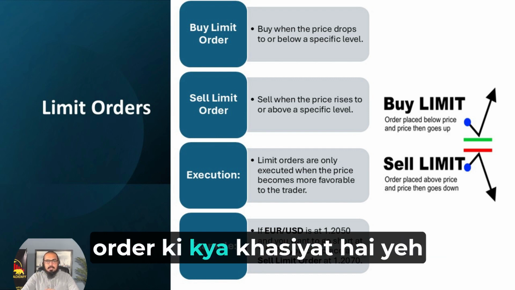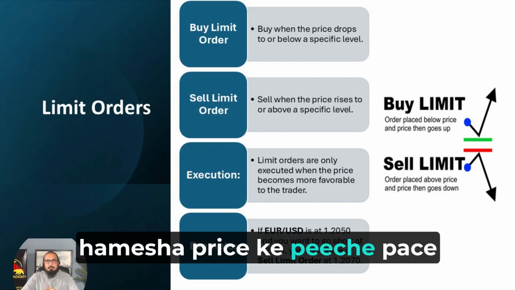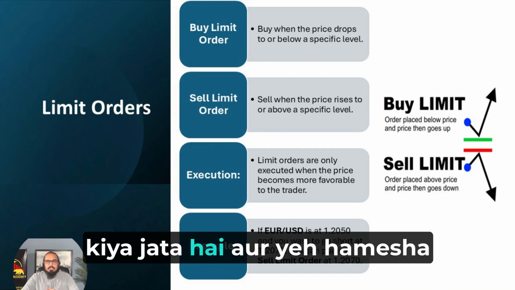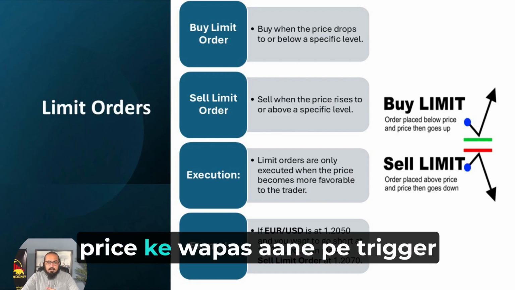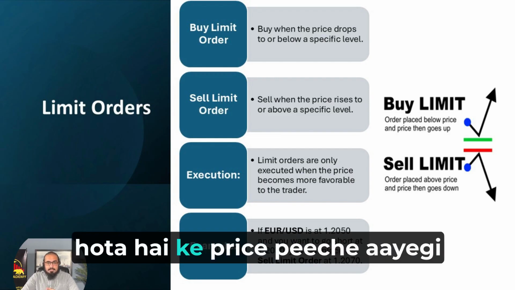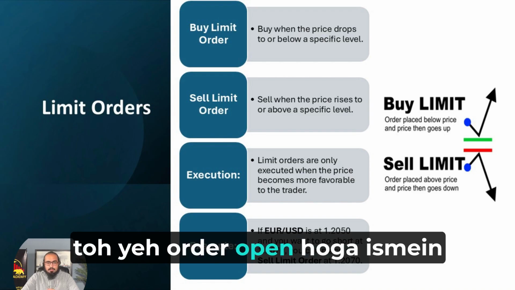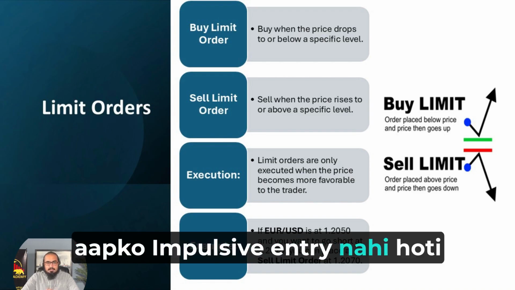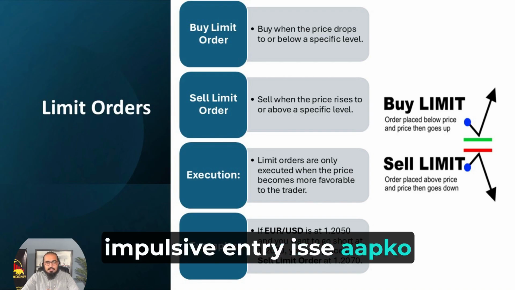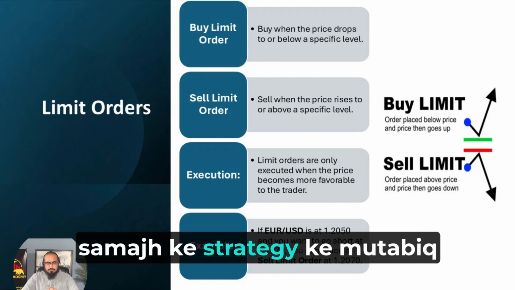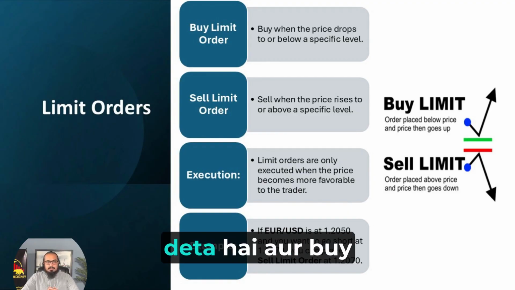Now, what is the specialty of a limit order? It is always placed behind the price, and it is always triggered when the price comes back. If the price comes back, this order will open, so you don't make impulsive entries. It just saves you from impulsive entry and gives you the opportunity to enter according to your own understanding and strategy.